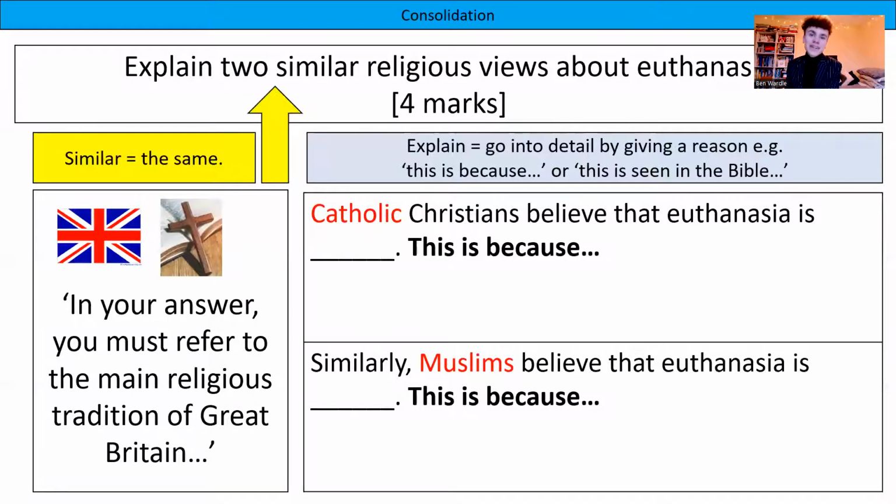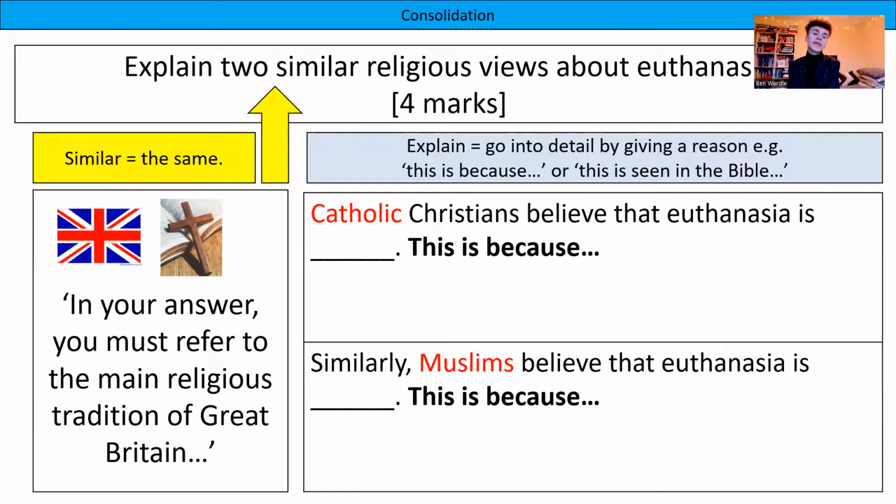And also something to start thinking about is applying this to the exam. So here is a 4-mark question which says, explain 2 similar religious views about euthanasia. And remember, when the command word says similar, that means they need to be the same. So you need to give 2 arguments for the same side of the argument. And remember, explain means go into detail by giving a reason. Use phrases such as this is because or for example.